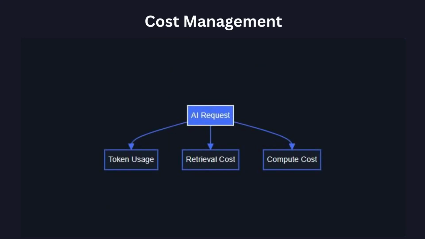Cost management is important in AI systems, especially at scale. Each AI request includes multiple cost components. Token usage is billed based on model usage. Retrieval operations and database queries also add cost. Compute resources such as Lambda execution contribute as well. To reduce cost, prompts should be optimized to remove unnecessary content. Caching can also be used to return stored responses for repeated queries.